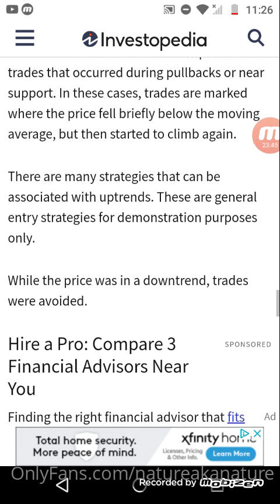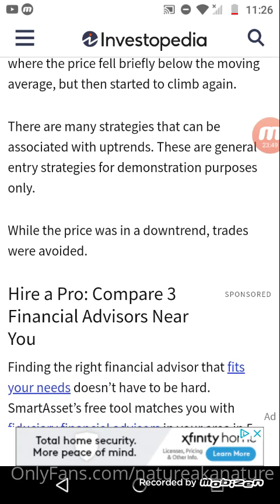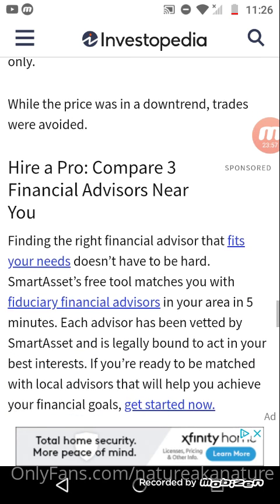So these are generally the entry strategies for demonstration purposes only. When price was in a downtrend, trades were avoided. Some traders only trade on uptrends. Some traders only trade on downtrends. I like to trade on both. You know what I'm saying? But everybody's different. This is really an uptrend. I'll talk more and more about it.